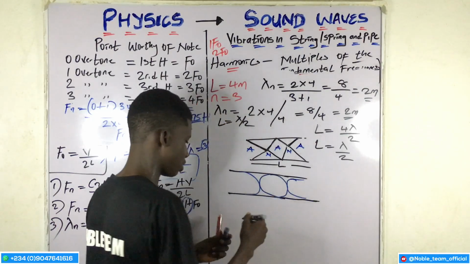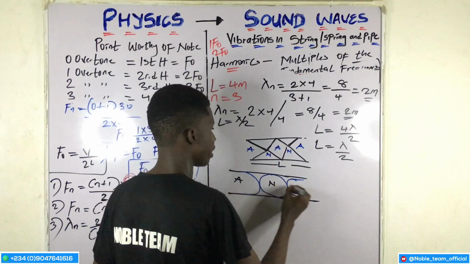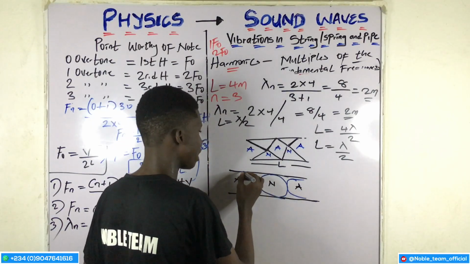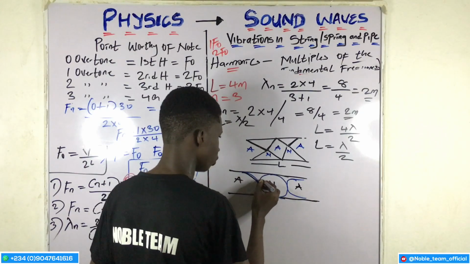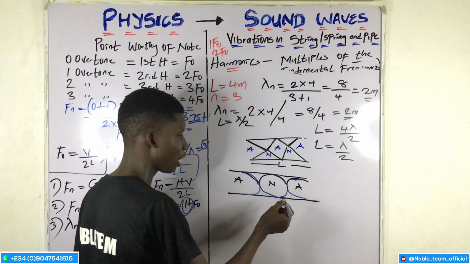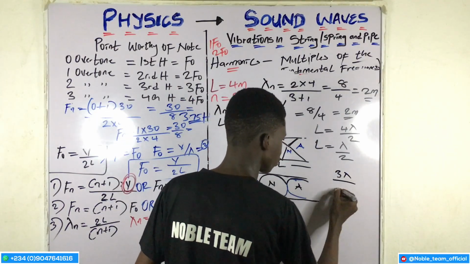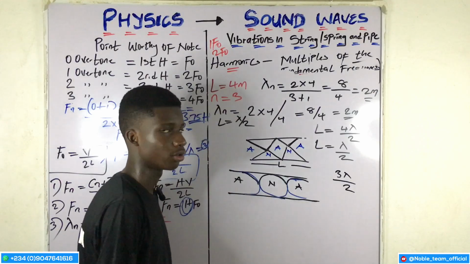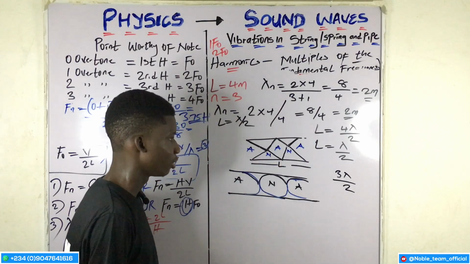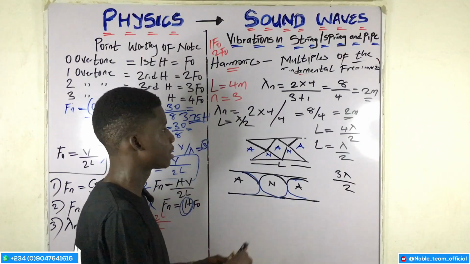So they are still the same thing. Okay, good. So this is my antinode, this is my node, and this is my antinode. It's like saying 1, 2, 3. Okay, 3, and it's 3 lambda over 2. Do you understand what I just explained? Good. So all these are still the same thing.